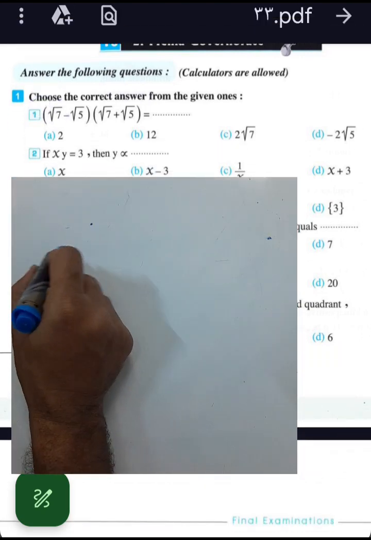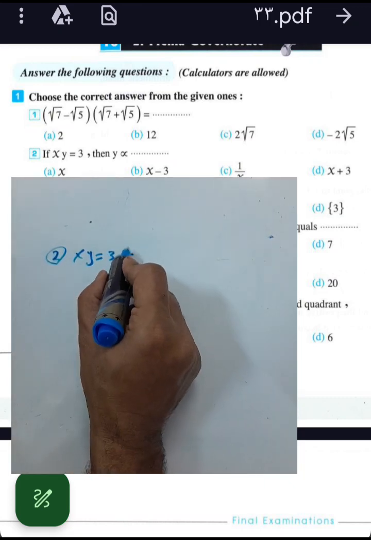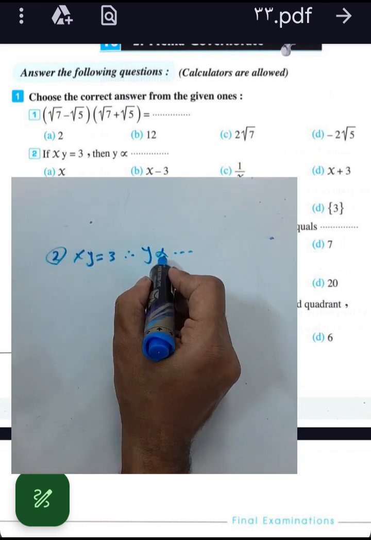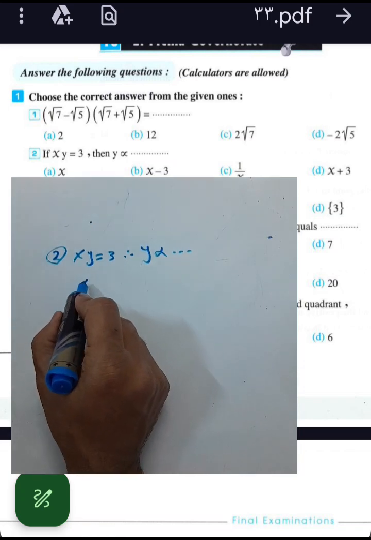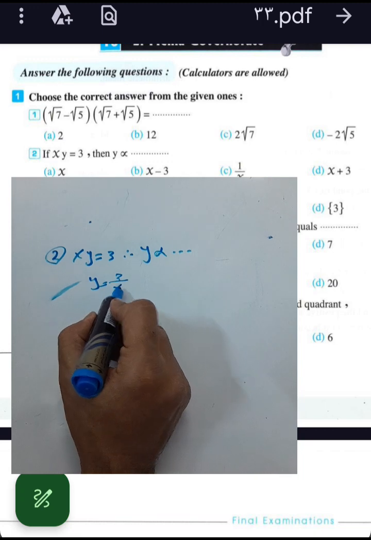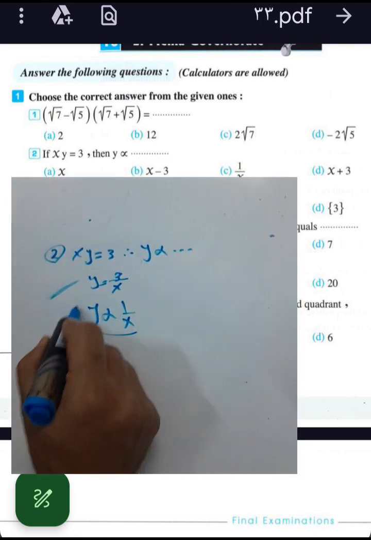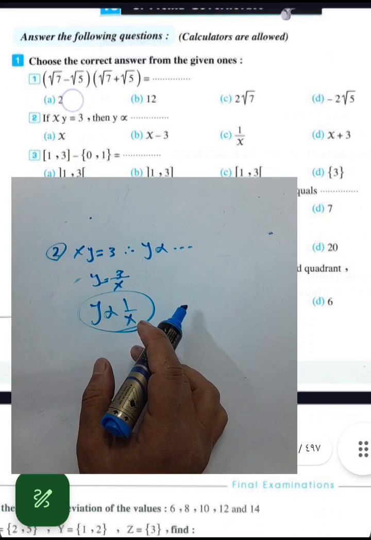Question number 2. x times y equals 3. Then y varies inversely with x, because if we divide by x, y will be equal to 3 over x. You can cancel the constant and write 1 over x. It varies inversely with x.